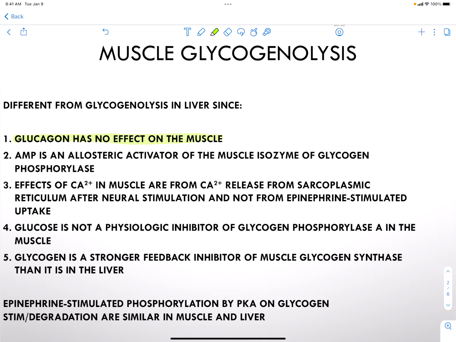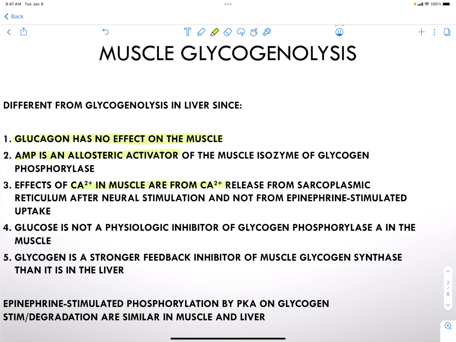So, if you're exercising or if you have an increase in stress, your fight or flight, then you're going to get activation of your glycogen phosphorylase, and this is going to cause degradation of glycogen stores. AMP is an allosteric activator of the glycogen phosphorylase in muscles. In addition, calcium in muscles from release from the sarcoplasmic reticulum is a stimulator.